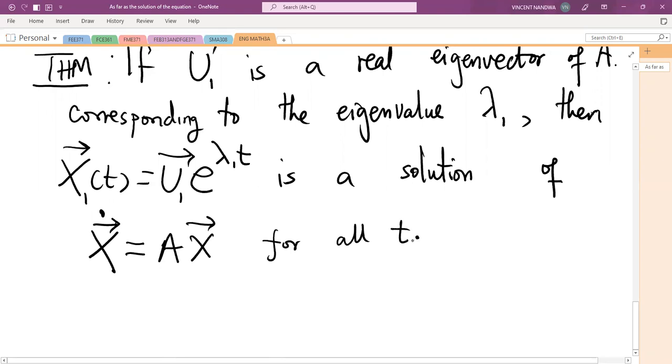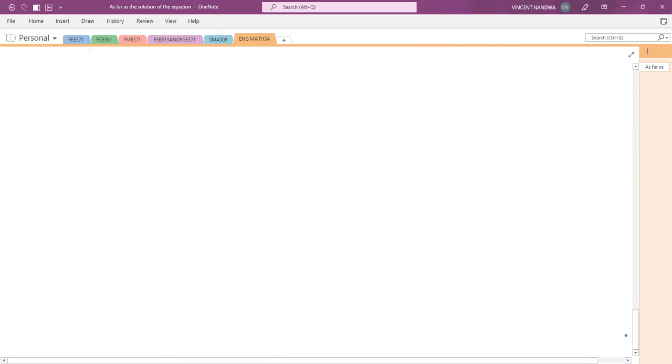So that's what we have: if you have an eigenvector corresponding to an eigenvalue, then it is always a solution to any equation of the form x dot equals Ax for all values of t, where t is the independent variable. The next theorem is called the superposition principle.